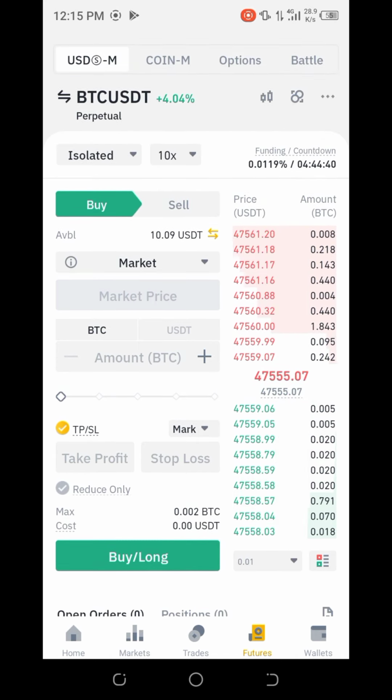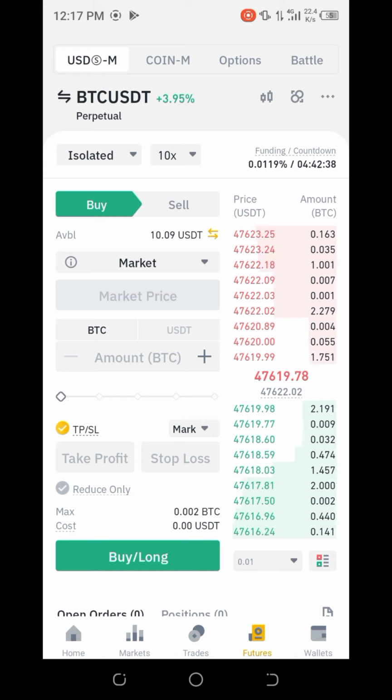And now you can see that when I come back to my $10, I now have 10.09 USDT. Could you remember that what I had here was only $10, but just because of this small rise in BTC, this is where this 0.09 USDT came from. So this is how to trade on Binance Futures.